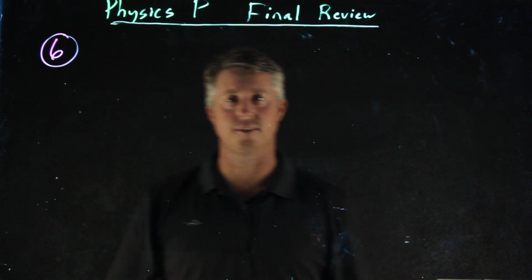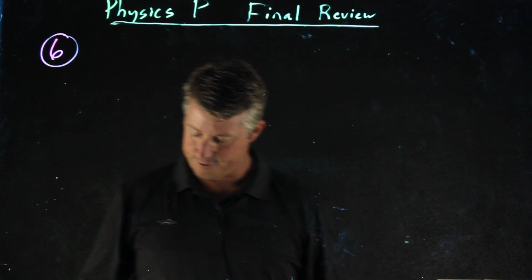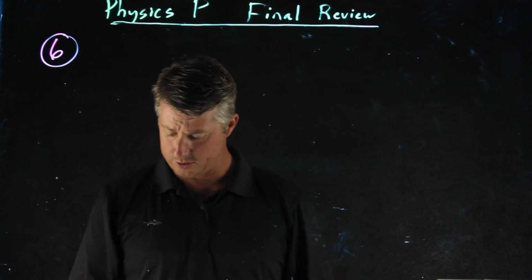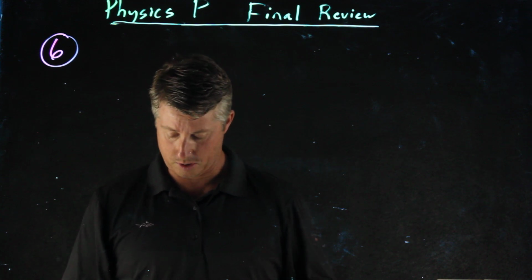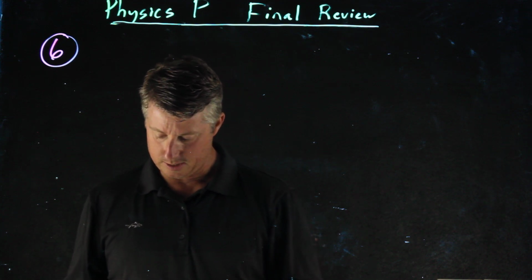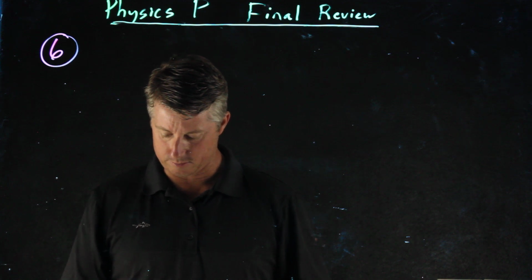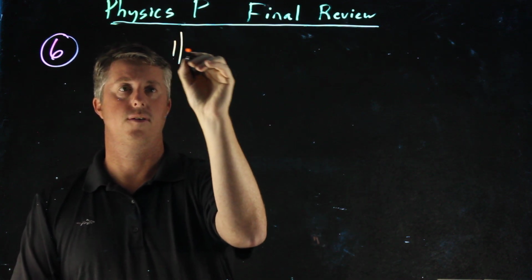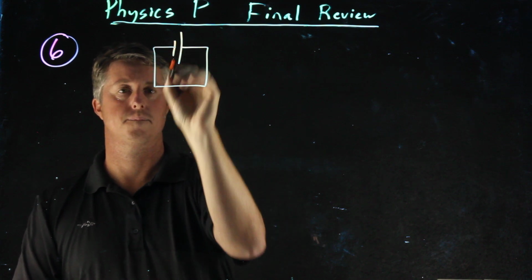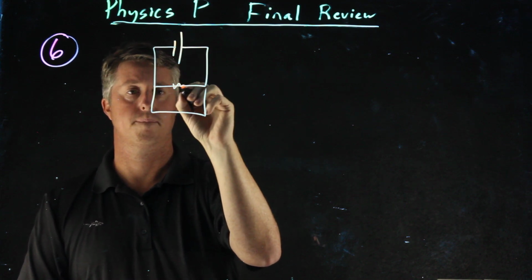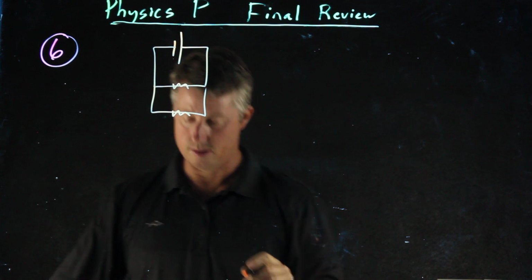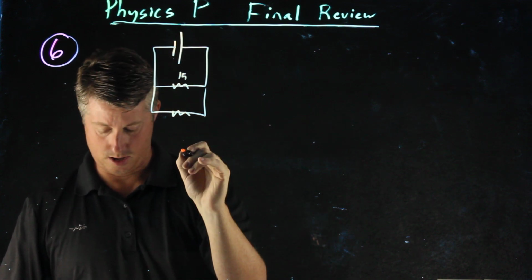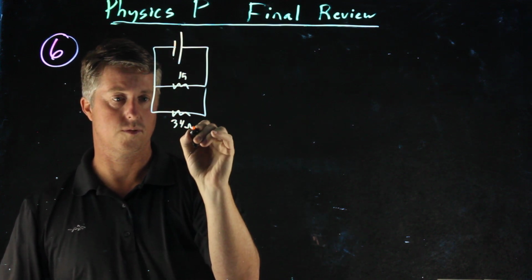Okay, problem number 6. Let's see what we got. A 15 ohm and a 34 ohm resistor are connected in parallel, and a potential difference is applied to the combination. So I have a battery, and I have a parallel. One's 15 and one is 34 ohms.